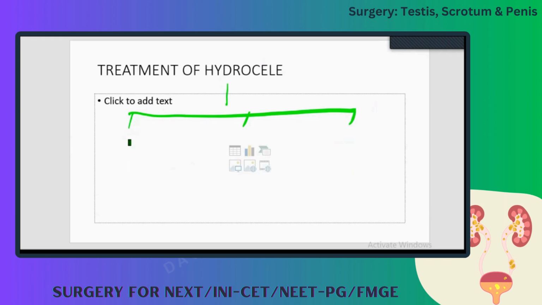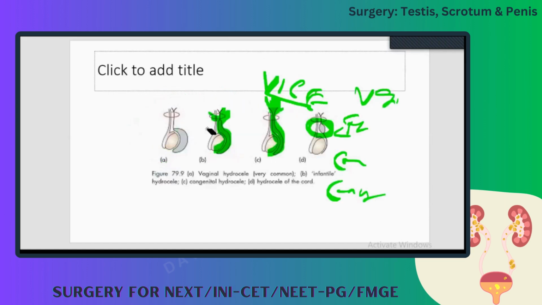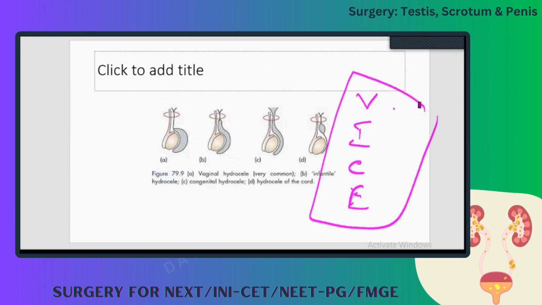Can we see the previous slide just for one second, sir? Yeah, once I erase this, you can see it clearly. Okay, sir, thank you, sir. Vaginal, infantile, congenital. What is E? Encysted.